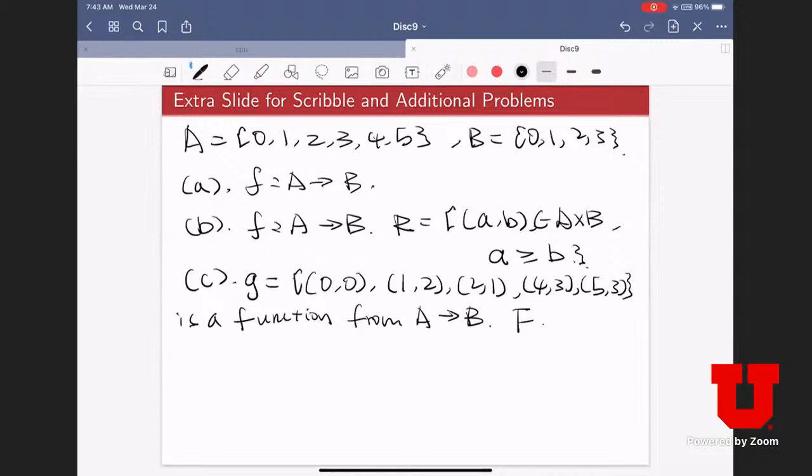Anyone want to give a reason why this one is false? 3 doesn't have an ordered pair in the domain. Yep, for a function, every member of the domain has to be mapped to the codomain. Exactly. So every number in the domain has to be mapped to a number in the codomain. And in G, we don't have an ordered pair where 3 goes to anything. So this is not a function from A to B.